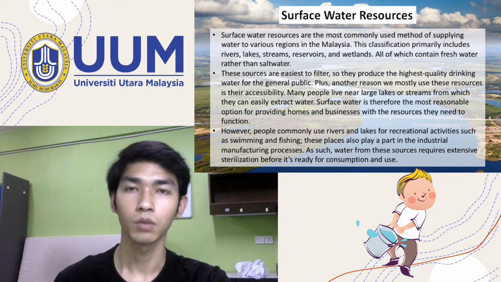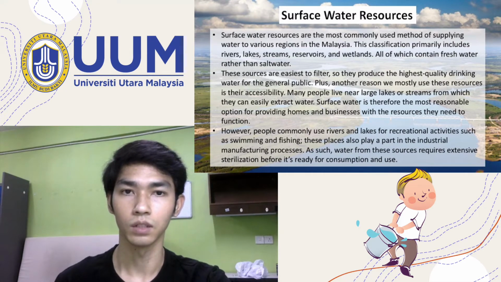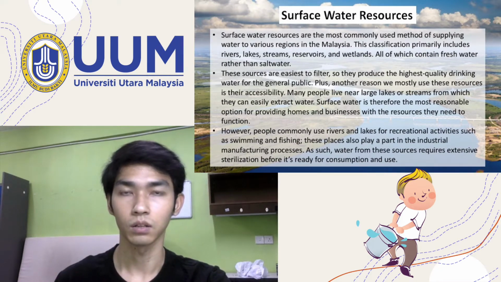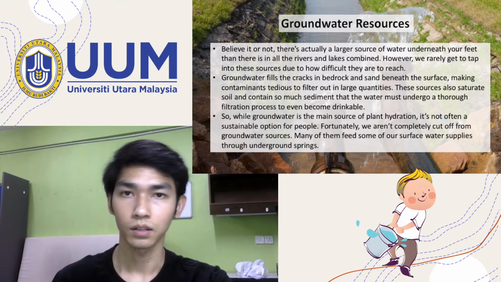functions. However, people commonly use the rivers and lakes for recreational activities such as swimming and fishing. These places also play a part in the industrial manufacturing process. As such, water from these resources requires extensive sterilization before it is ready for consumption and use. So next, I will explain about the groundwater resources.